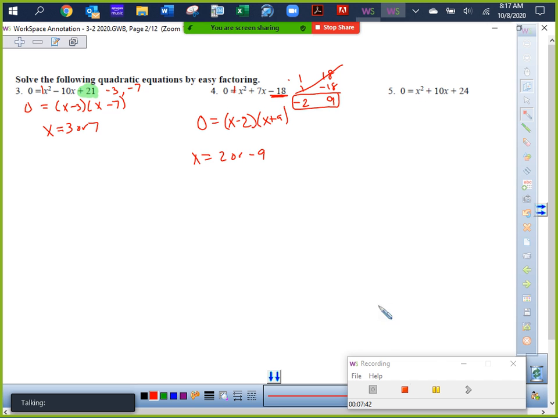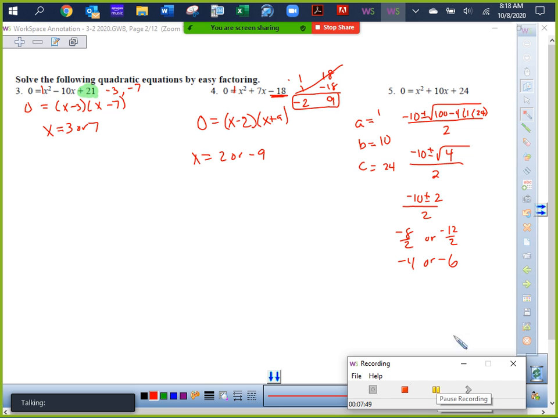One more, baby. One more. Get her done. Please pause the video. I solved it with the quadratic formula just to show you that it works every time. Quadratic formula takes a lot of work, though. It's the same amount of time.